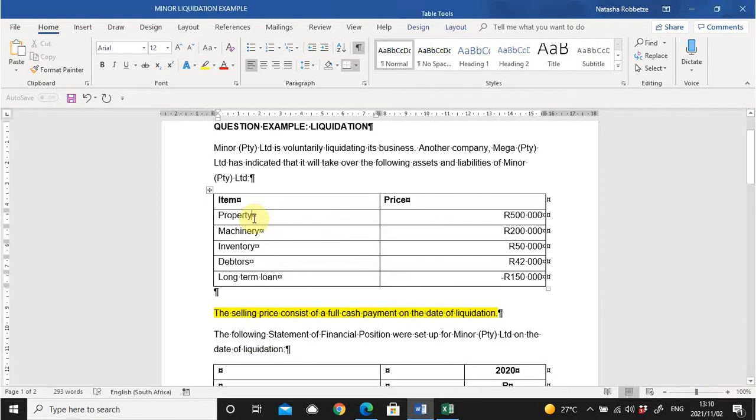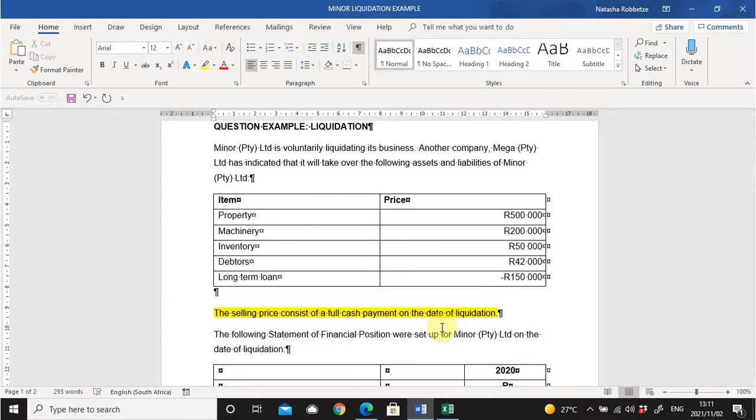They say property is being taken over by Mega for 500,000, machinery at 200,000, inventory at 50,000, debtors at 42,000, and then the long-term loan is also being taken over, and that reduces the purchase price at 150,000 rand. Then they say the selling price consists of a full cash payment on the date of liquidation.